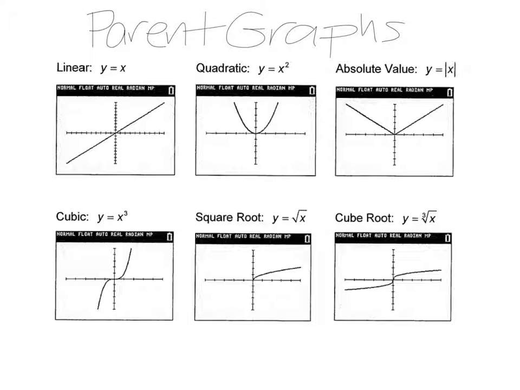The first one is linear, y equals x, that just makes a straight line. Then quadratic, y equals x squared, is a parabola. Absolute value, y equals absolute value of x, it makes a V. I always remember V for value. The cubic, y equals x cubed, is the smile on the right side, frown on the left side, is an easy way to draw that.